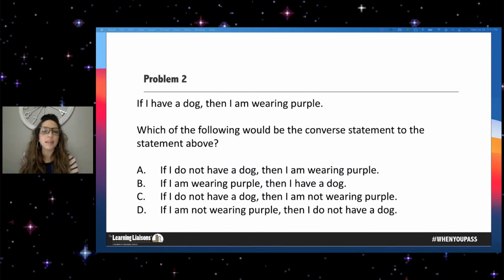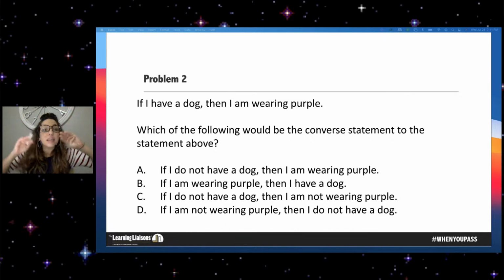All right, if you were with me last week, we went over a problem similar to this, but this was something that we struggled with, so let's do another one. If I have a dog, then I am wearing purple. Does that even make sense? No, that doesn't make sense. If I have a dog, then I'm wearing purple. Fun fact, I do have a dog, and I'm not wearing purple.